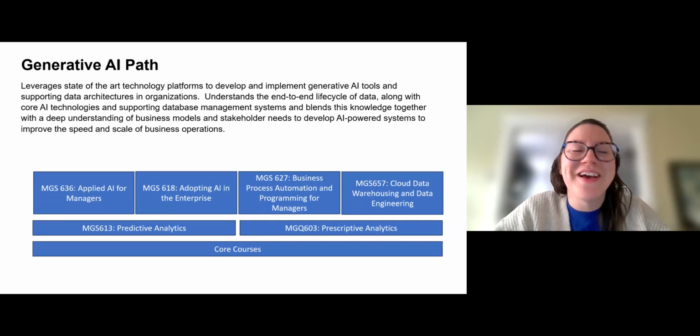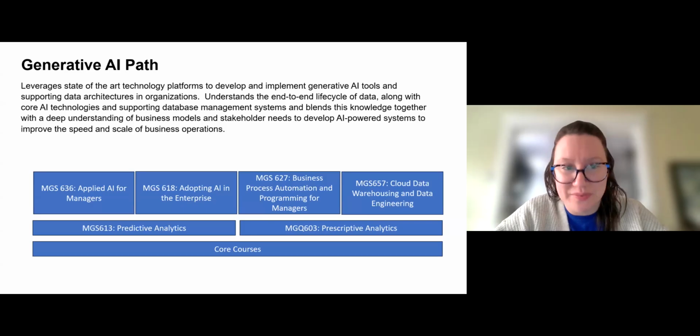So again, our core courses, the Flex Core that we would recommend for this are predictive analytics and prescriptive analytics. And then the courses that we have are applied AI for managers, adopting AI in the enterprise, business process automation and programming for managers, and cloud data warehousing and data engineering.